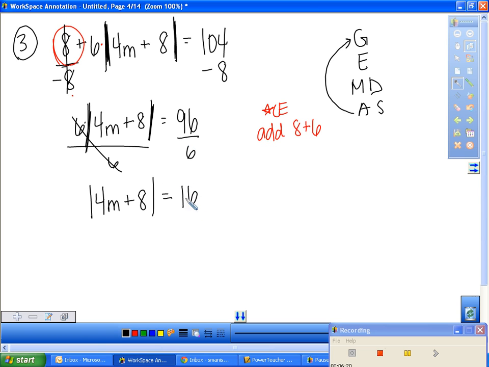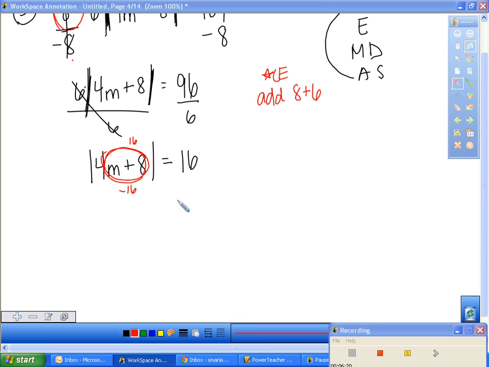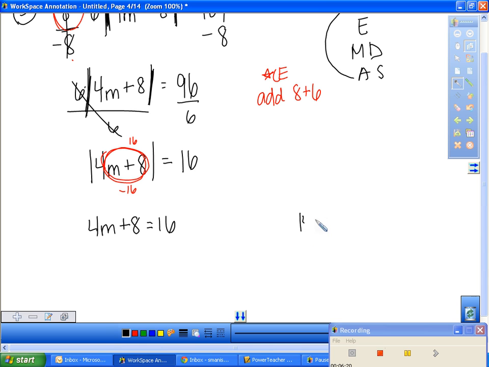And now I have a problem just like number 2. I know this entire bubble, my red bubble, has to be 16 spaces away from 0. So this either has to be 16 spaces away on the positive end or 16 spaces away on the negative end. So I set up my two equations. Once I've gotten rid of all the guards, 4m plus 8 equals 16. And the negative version, which is 4m plus 8 equals negative 16. And we solve, try and find our solutions.